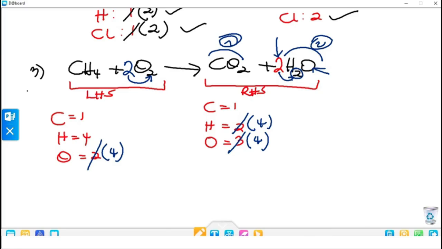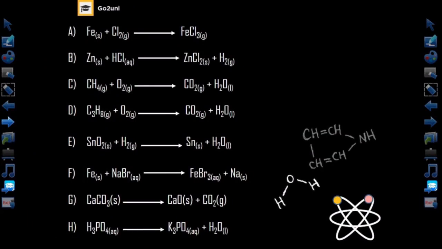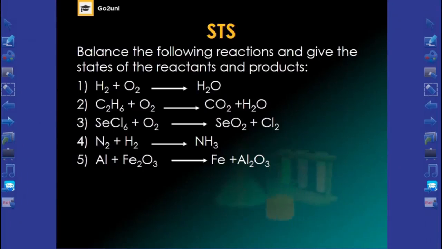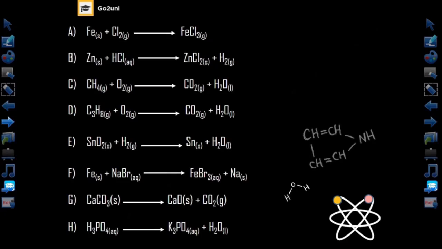So moving on from the third example, the next example is C3H8 plus O2. That is propane. Propane plus oxygen to give us CO2 plus water. So let us take a look at how to balance that equation.